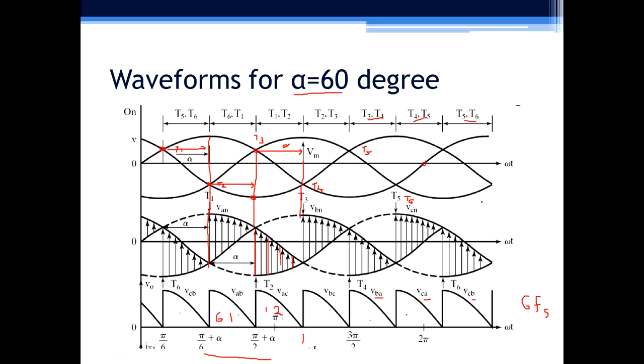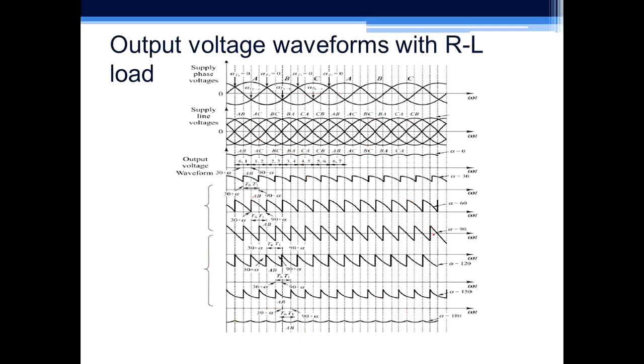If we draw the current, here current is not drawn, but the nature of output current will be continuous current because the load is highly inductive. So output current, nothing but armature current in this case, will be a continuous current. One more thing you can observe here: if alpha is less than 90 degrees, the average output voltage is positive. So it is operating in the first quadrant and average output current is also positive. So power is flowing from source to the load.